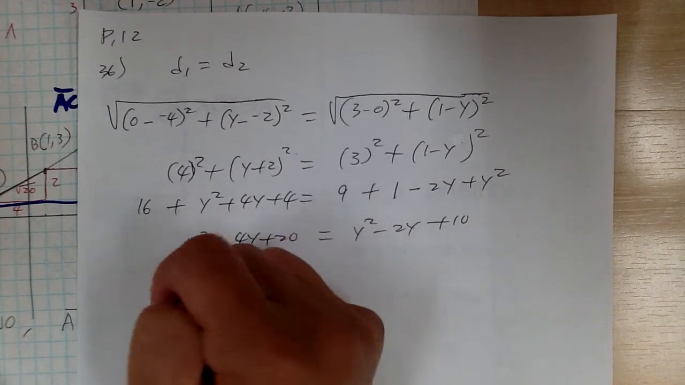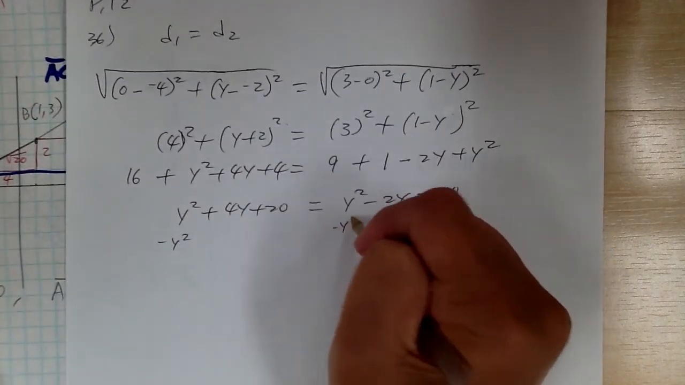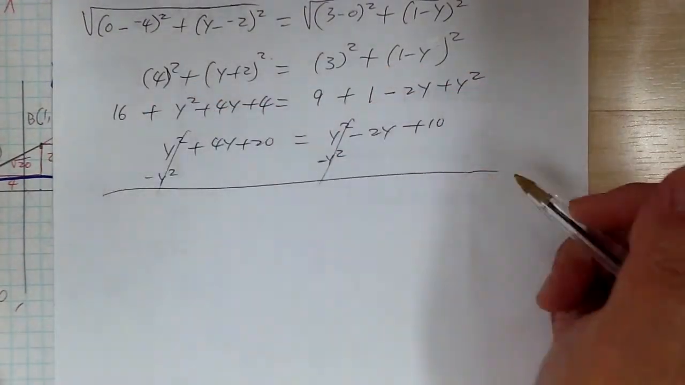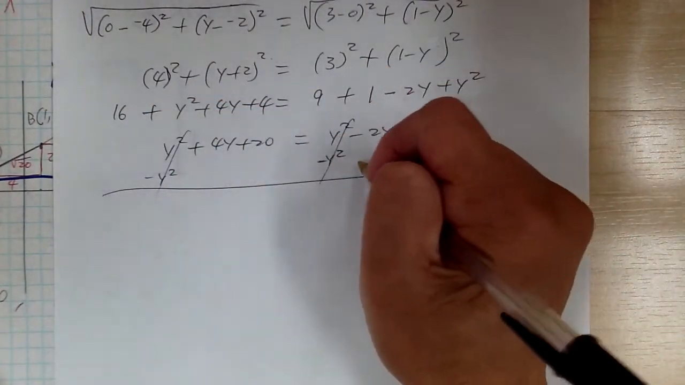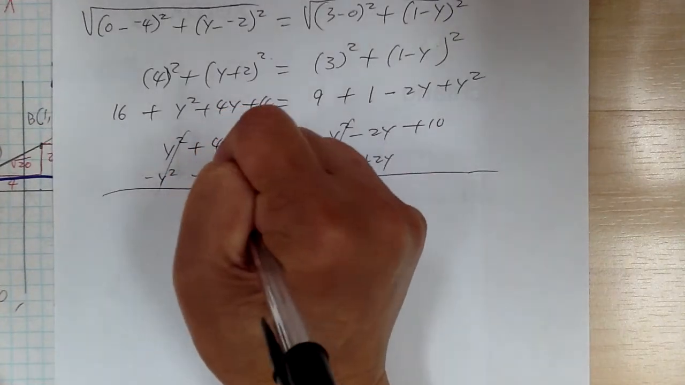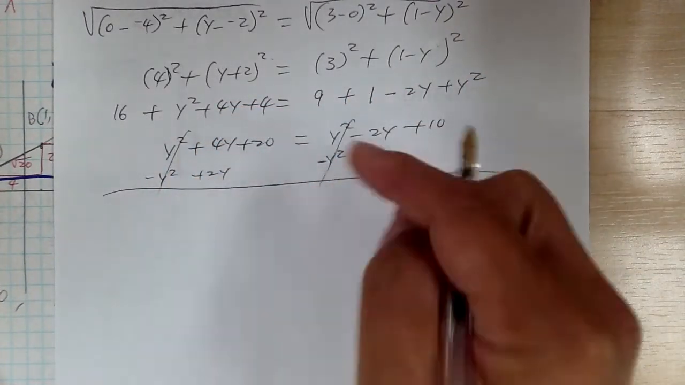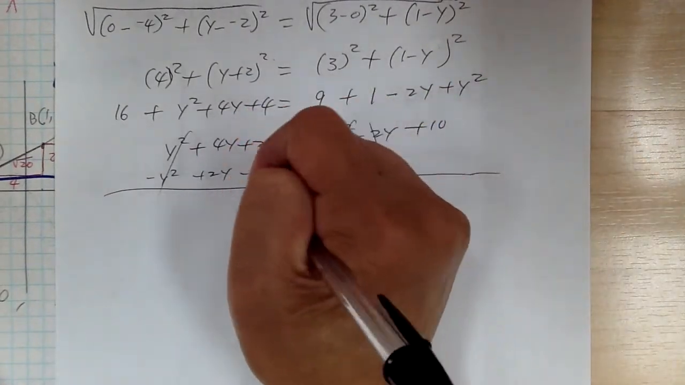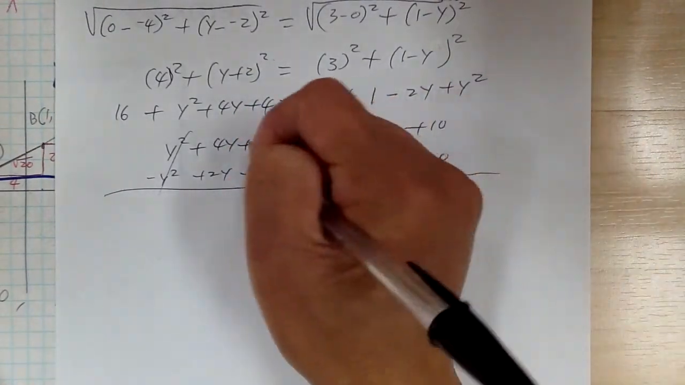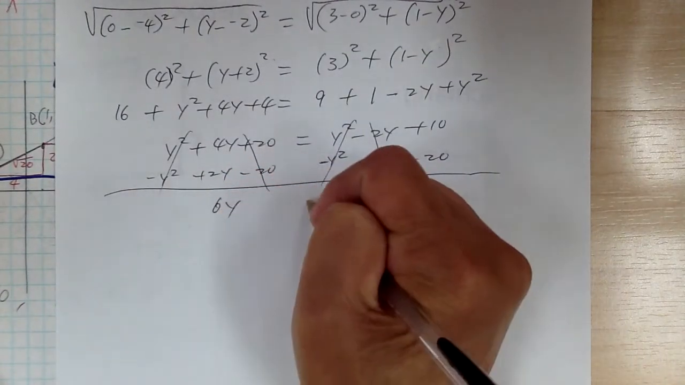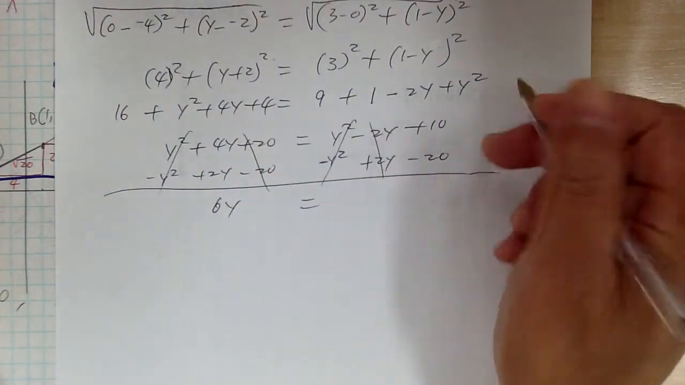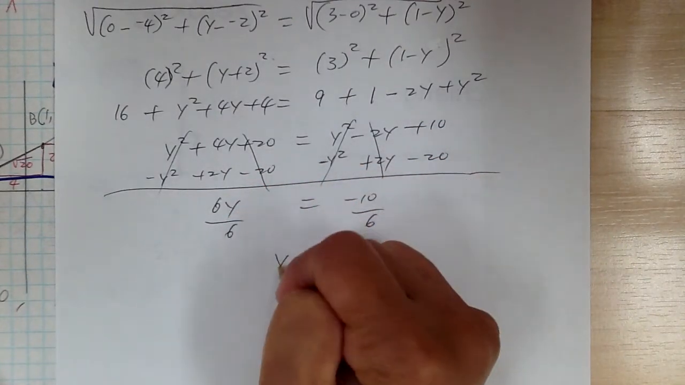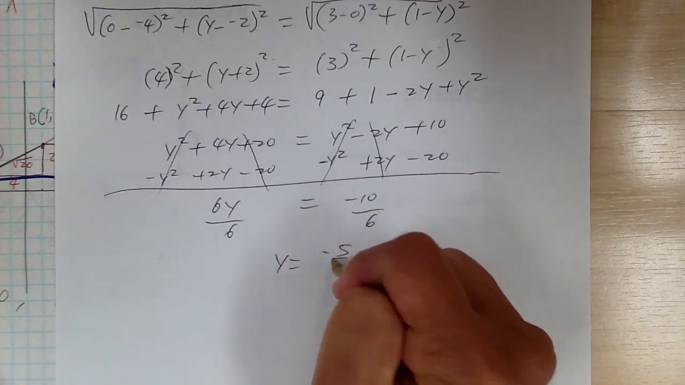Okay, so you can subtract y squared on both sides, so that cancels out. And I'm going to move the y to this side, so plus 2y, plus 2y. Again, write down what you're going to do and then do it. That will help you avoid careless mistakes. I'm going to move the number to this side, so minus 20, so this cancels out. So I got 6y is equal to negative 10. So divide by 6, and y equals negative 5 over 3.